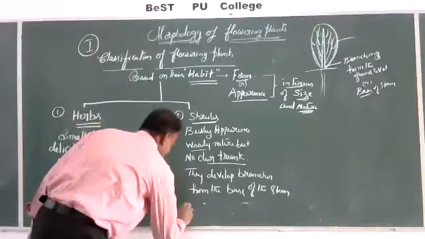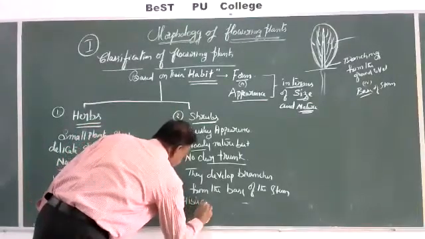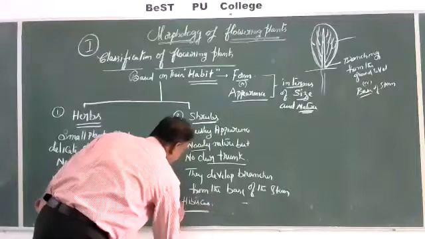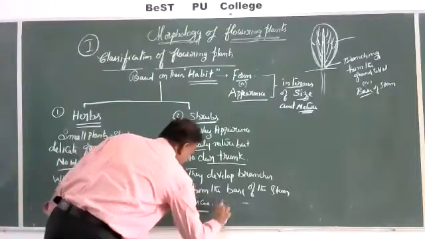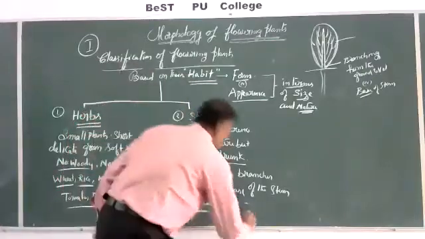Hibiscus rosa-sinensis, China rose, hibiscus, China rose, examples. Rose, the rose plant is a shrub. Duranta.